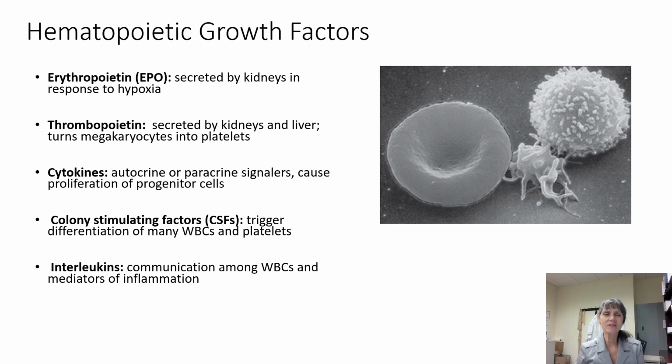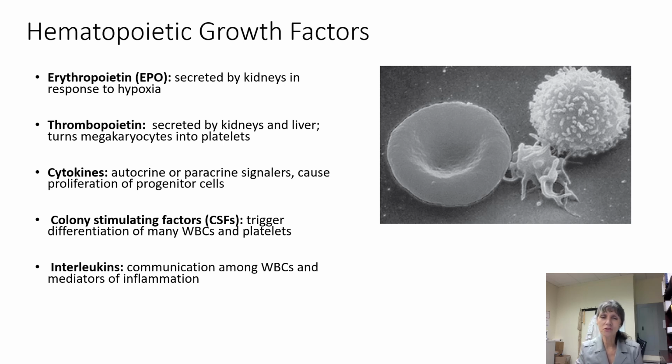So when we look at what determines the direction that those progenitor cells take, it's really determined by different and specialized chemicals known as hematopoietic growth factors. Erythropoietin is a hormone protein that is secreted by the kidneys when there's not enough oxygen in the body. That's a condition known as hypoxia, and that helps direct the production of more red blood cells so that more oxygen can be carried.